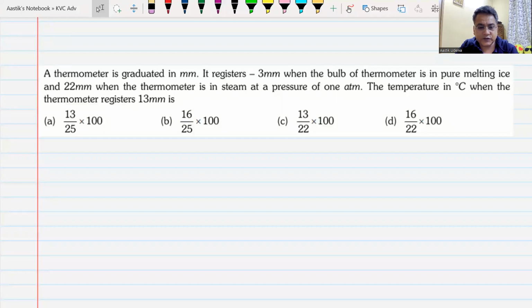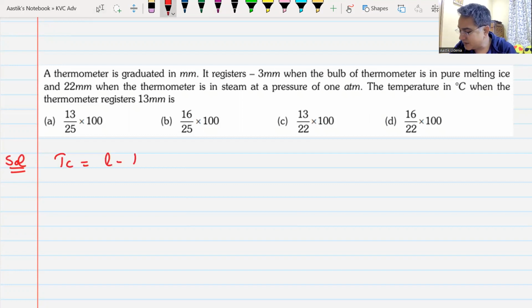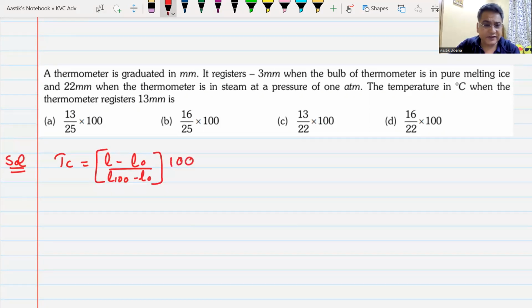So we have an answer here. Which one? B, sir. B is correct, 16 by 25 into 100. You can straight away write the temperature on the Celsius scale. If you write in terms of length, it is (L minus L0) divided by (L100 minus L0), multiplied by 100. Yes or no? Everything is given to you. You can just put the values, get the answer, and stay happy.